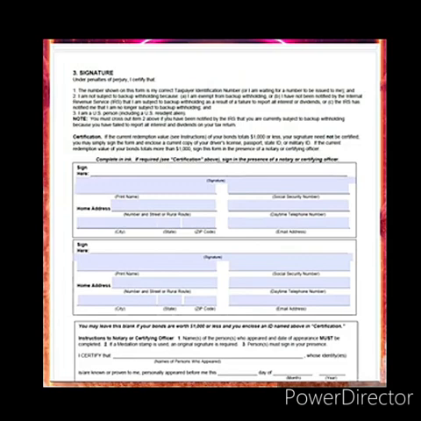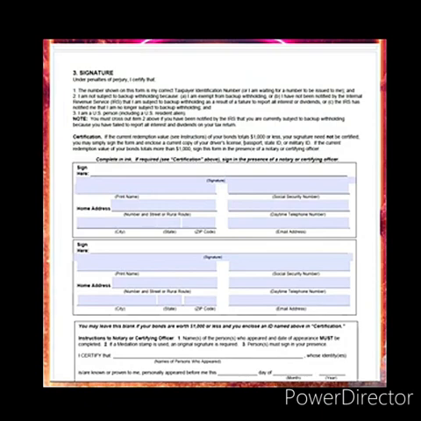Note, you must cross out item 2 above if you have been notified by the IRS that you are currently subject to backup withholding because you have failed to report all interest and dividends on your tax return. Certification. If the current redemption value, see instructions, and we're going to get to those instructions very soon here because they're beautiful.